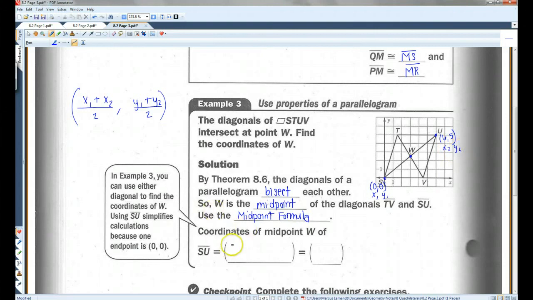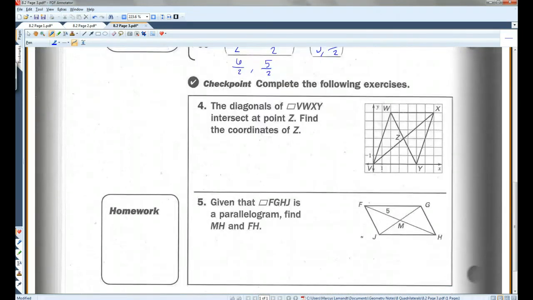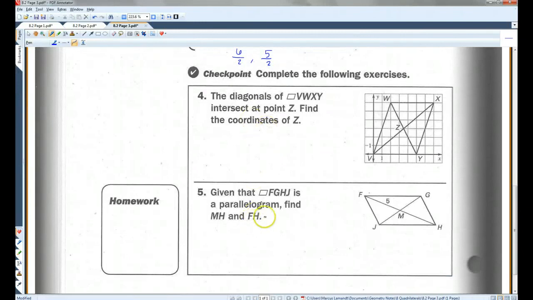So I have 0 plus 6 over 2, 0 plus 5 over 2. This becomes 6 over 2 and 5 over 2. 6 divided by 2 is 3. 5 over 2, you could just leave it as a fraction, or you could put 2.5, which is this as a decimal, either way. Alright, I'll let you guys do the checkpoint, and that's all.